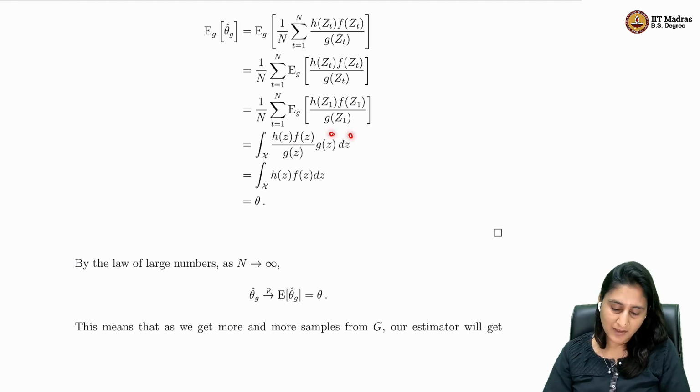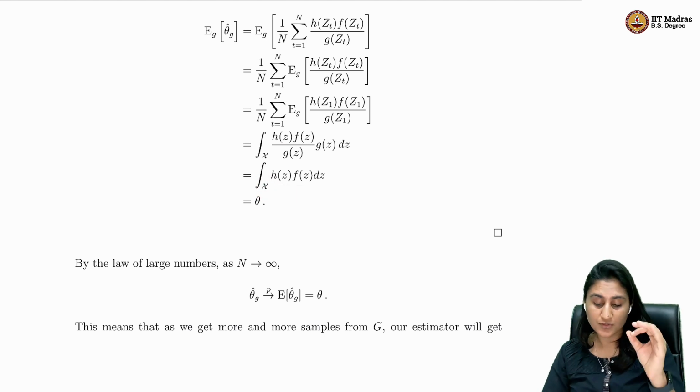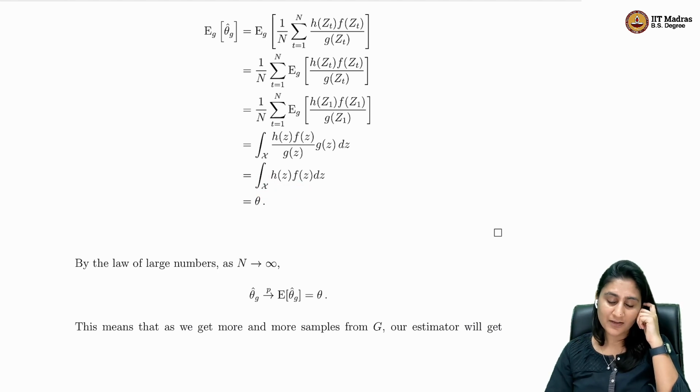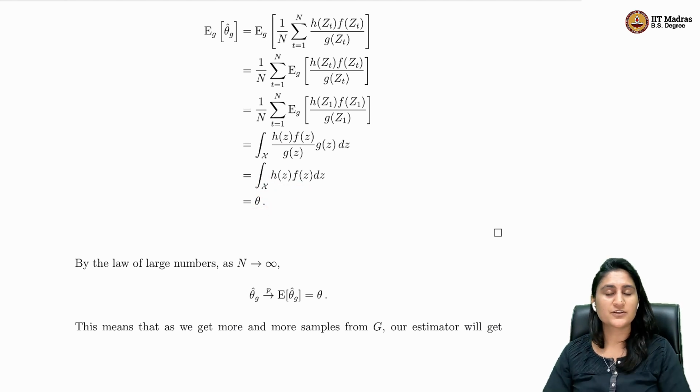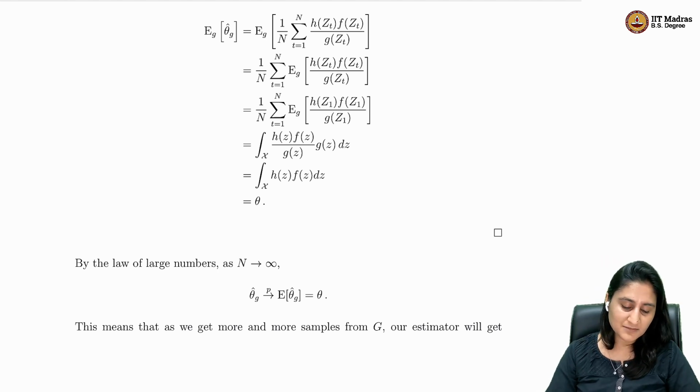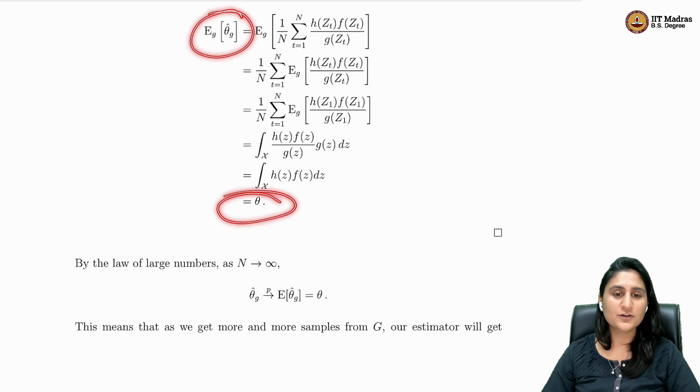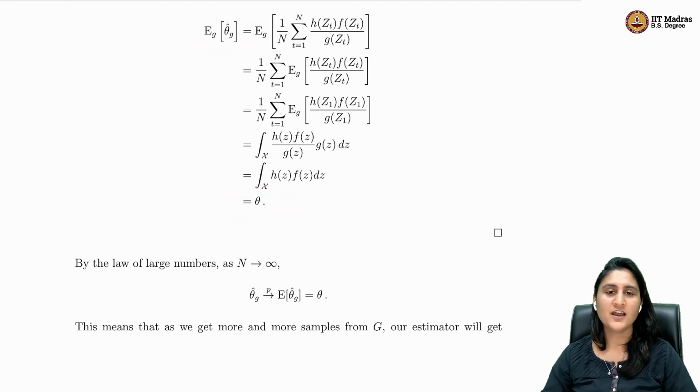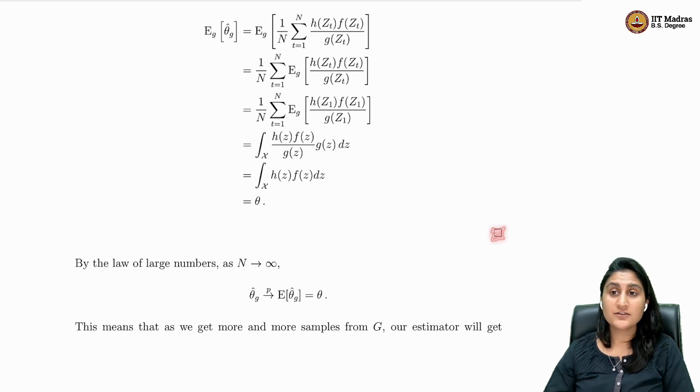When I do this, I let g and g get cancelled, right? So I just get the integral of h of z, f of z dz over script X, which is in fact the support of f, right? And so this turns out to be equal to theta. So I showed that my estimator is in fact equal to my desired quantity theta, and hence we have unbiasedness, right? That finishes that result.